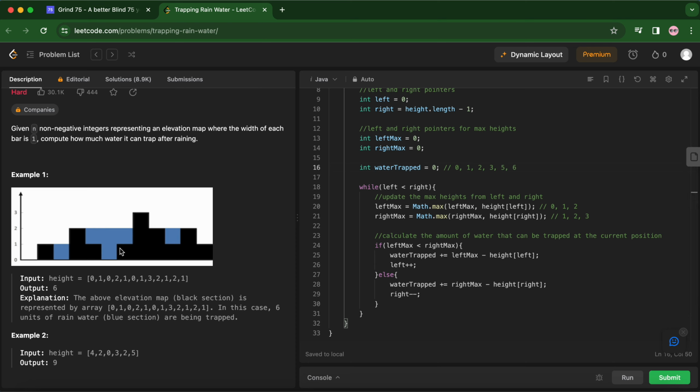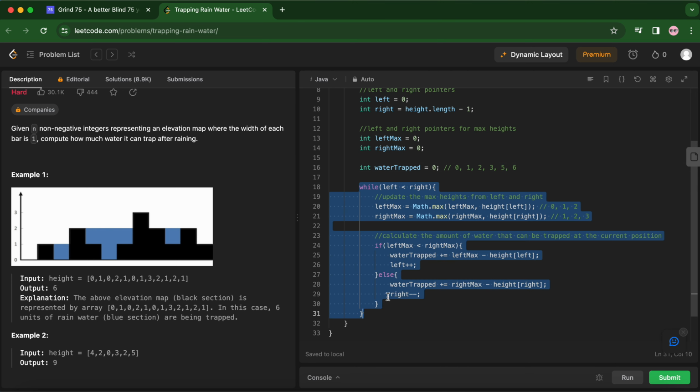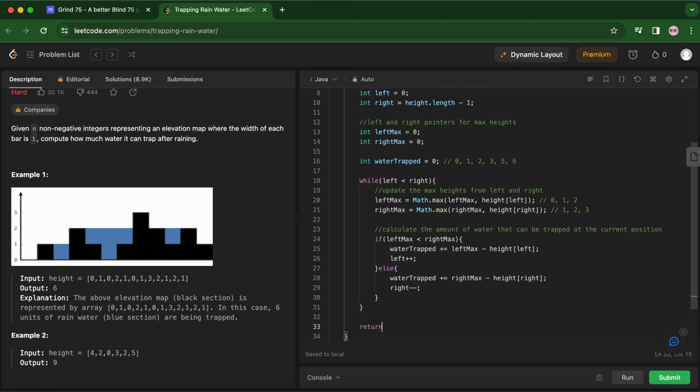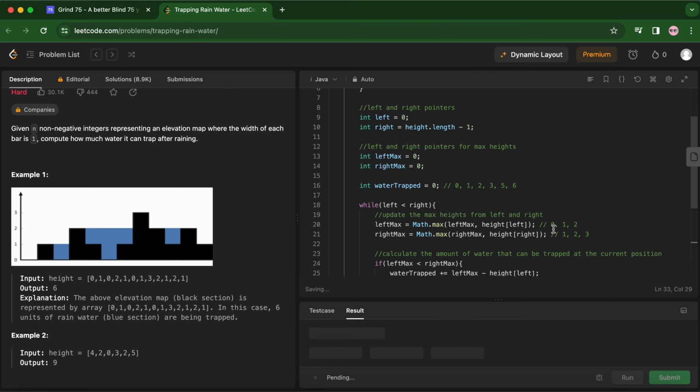Then left plus plus. Now left is also pointing to this and right is also pointing here. So left is equal to right, left is not less than right. So the loop will break here. At this point in time, we have already found how much water can be stored. That is 6. So we can return water trapped, right? Let's quickly run it.